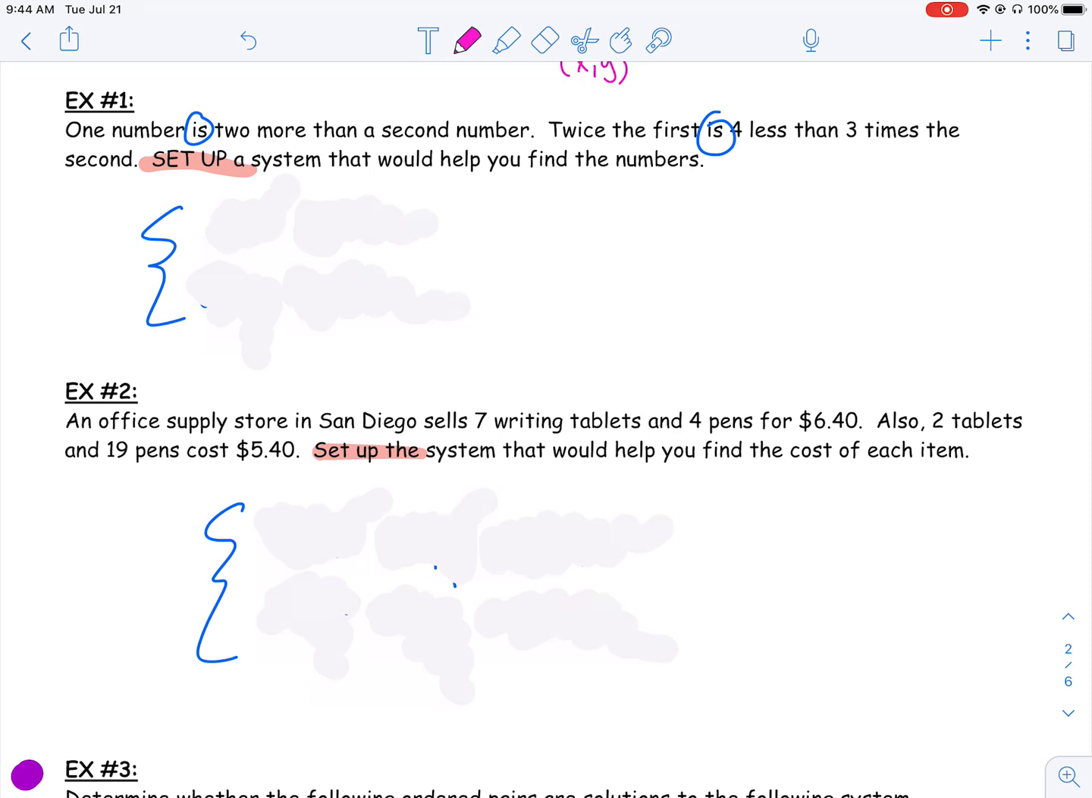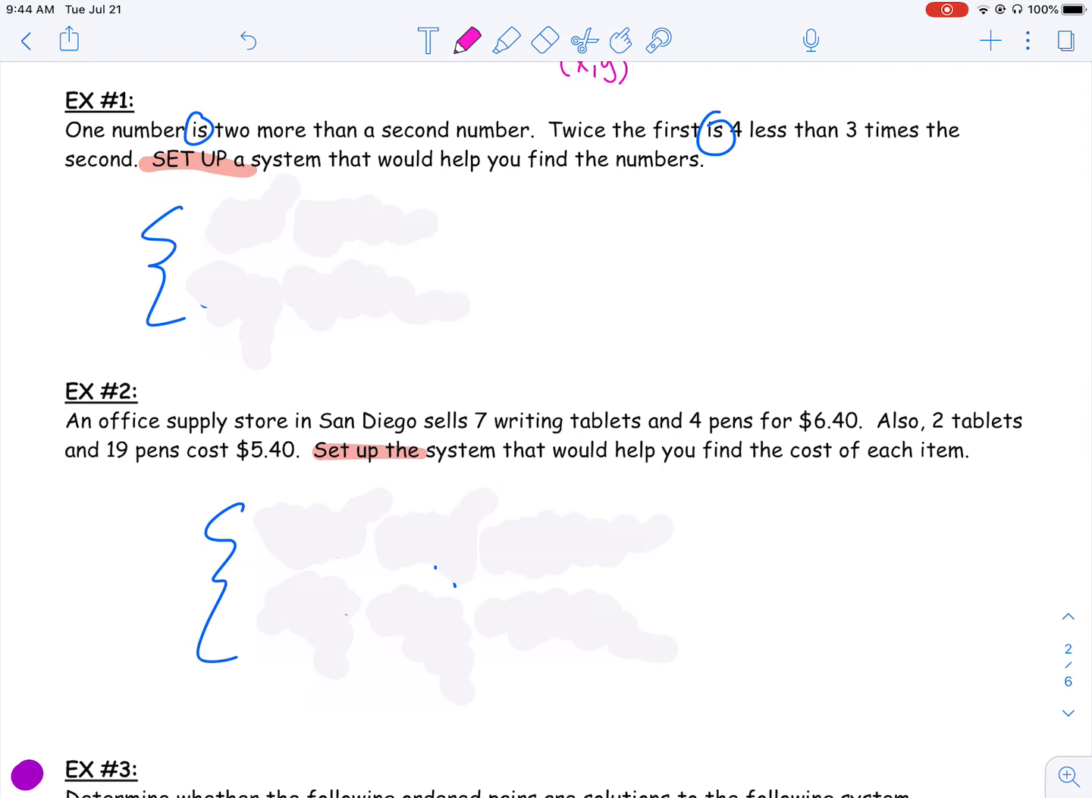In example number 1, it says one number is 2 more than a second number. Twice the first is 4 less than 3 times the second. It asks us to set up a system that would help us find these two numbers. So because we have two numbers that are unknown, we would end up having two different variables. And it would be impossible for us to solve if we only had one equation with two different variables. So we need to make sure that we set up two different equations with those same two variables, a system.